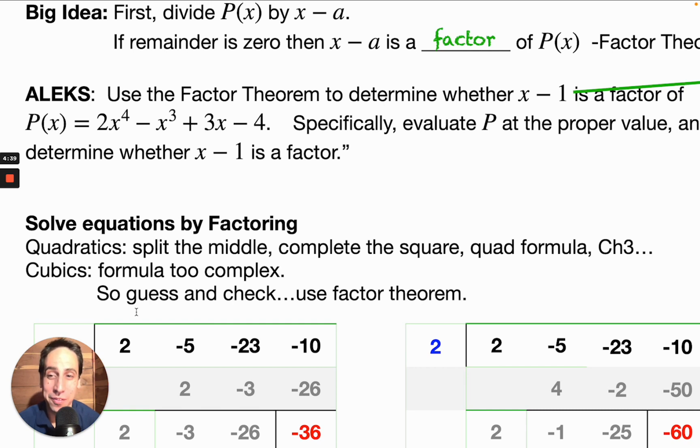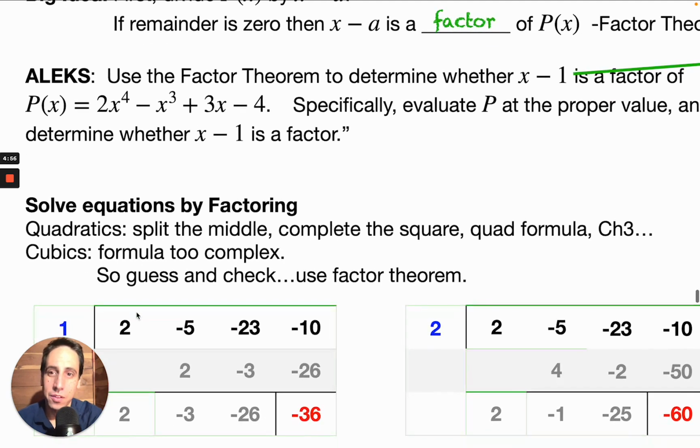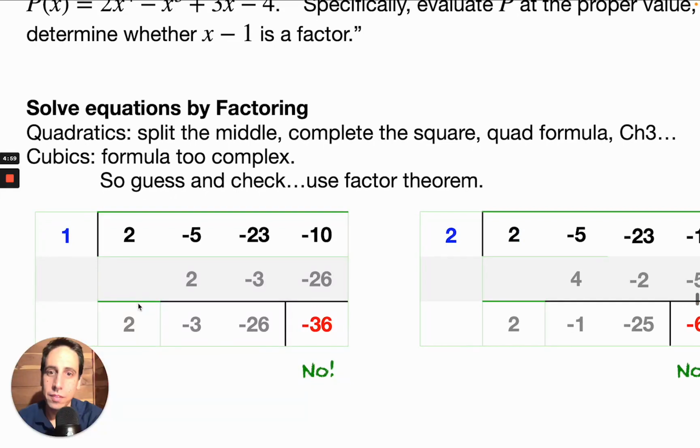It's actually going to be the fastest way, especially if the SATs are kind to us. Usually you don't have to guess and check numbers like negative 1.6. It'll be an answer like 1 or 2 or something. So we're going to guess and check, and we're going to use the factor theorem. So this is what it would look like.